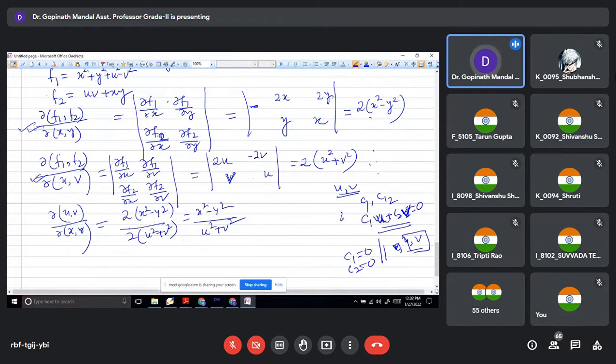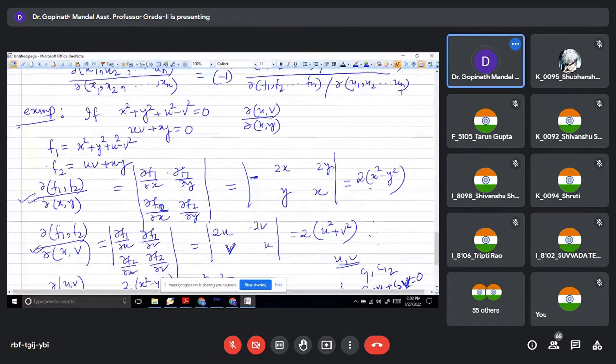But here, in the function f1, there is a variable x and y. So we can't say that U and V are dependent because there are variables x and y. If x and y are constant, then we can say that U and V are dependent. Okay.